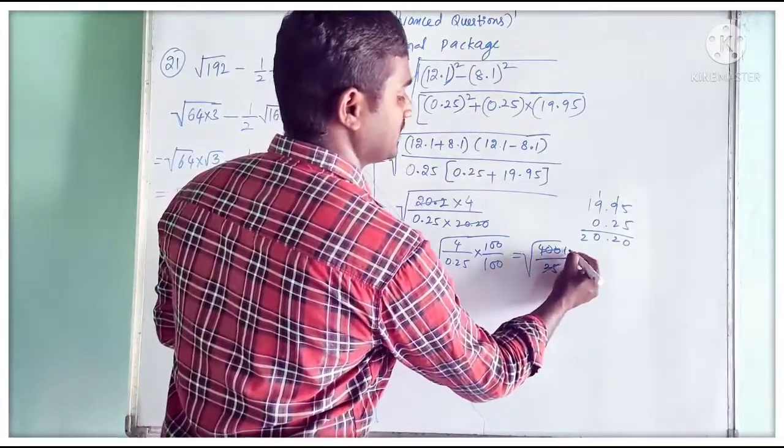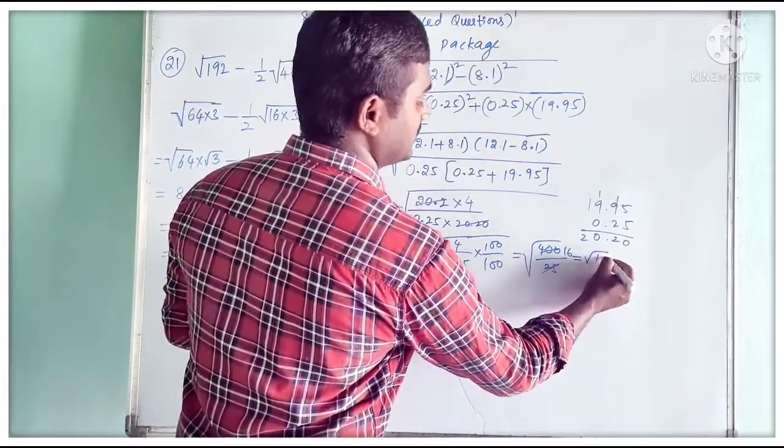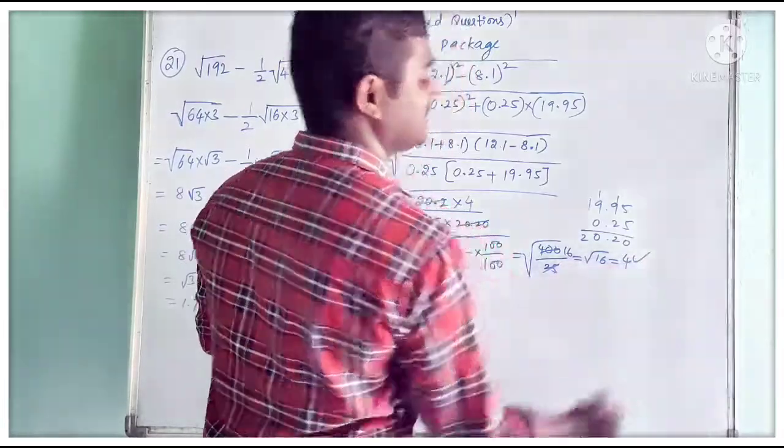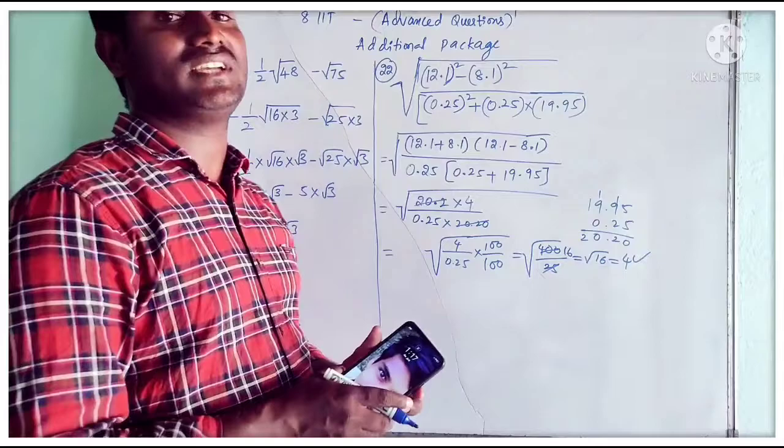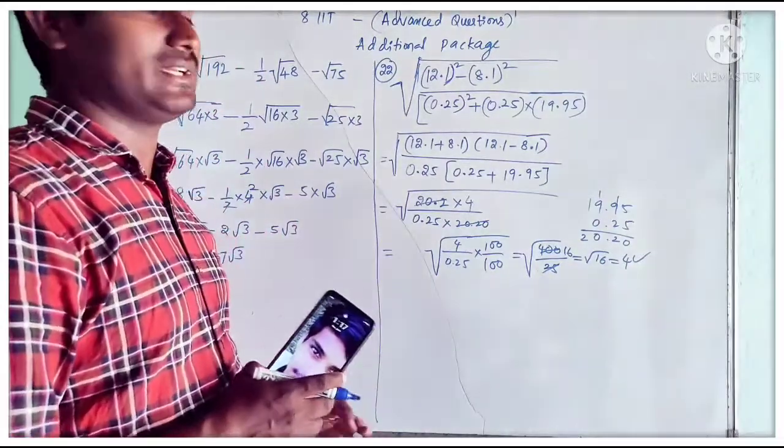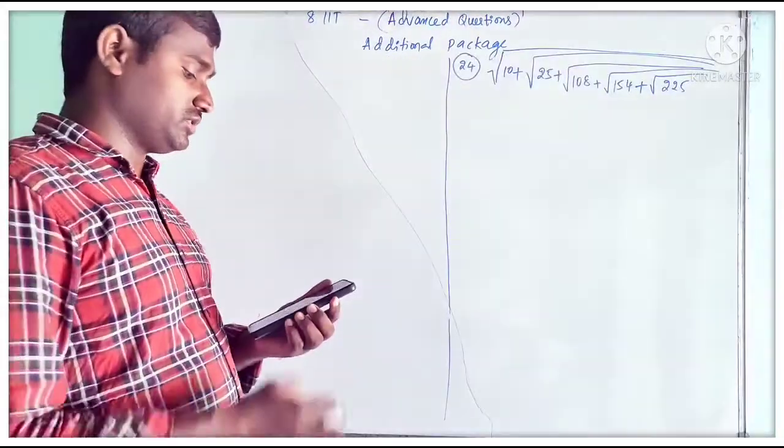So 25 ones are 25, 16s are... So root 16 value is how much? 4. What is the correct answer for the 22nd question? 4 is the correct option. Next question, I'm going to discuss with you the 23rd question.